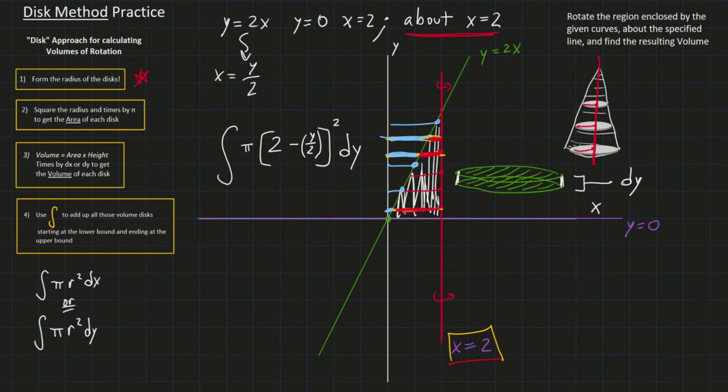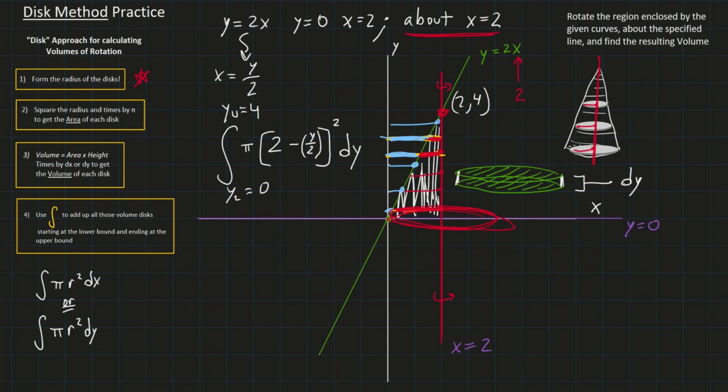So I need a y lower bound, a y starting bound. It's going to be this one. This is going to be my starting disk, the one with the lowest y. And the y of that disk will be 0. This final disk right here, basically at this point. So what is the y coordinate of this point? Well, this point is where my x is equal to 2 line and my y is equal to 2x line intersect. So I can just plug in x is equal to 2 in there to figure out what that y is. And I will get 4. So this point is (2, 4). And my y upper bound will be 4.